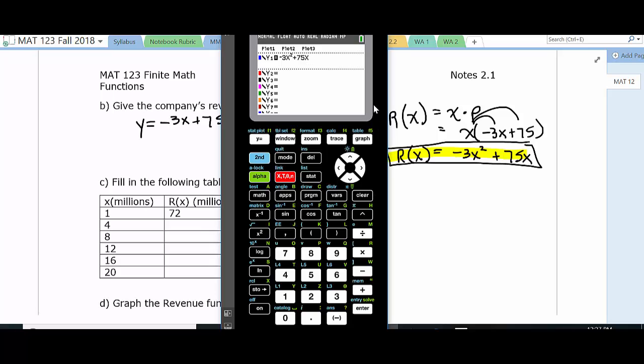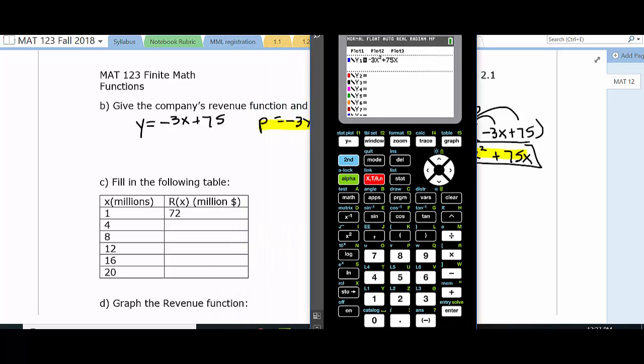Okay, so we got that put in. The next thing you want to do is set your window. Go to your window button and let me show you how to set this up. First of all, we said x was going from 1 to 20. That was a part of the problem. So set up x going from 0 to 20, and then you can scale that by 5, which would be a logical way to scale it. That's usually given. Now you've got to figure out y.